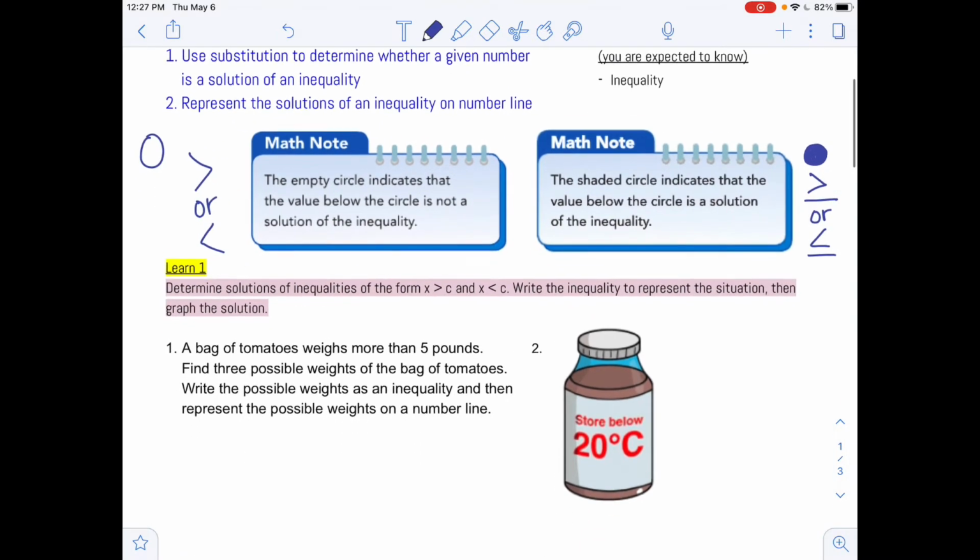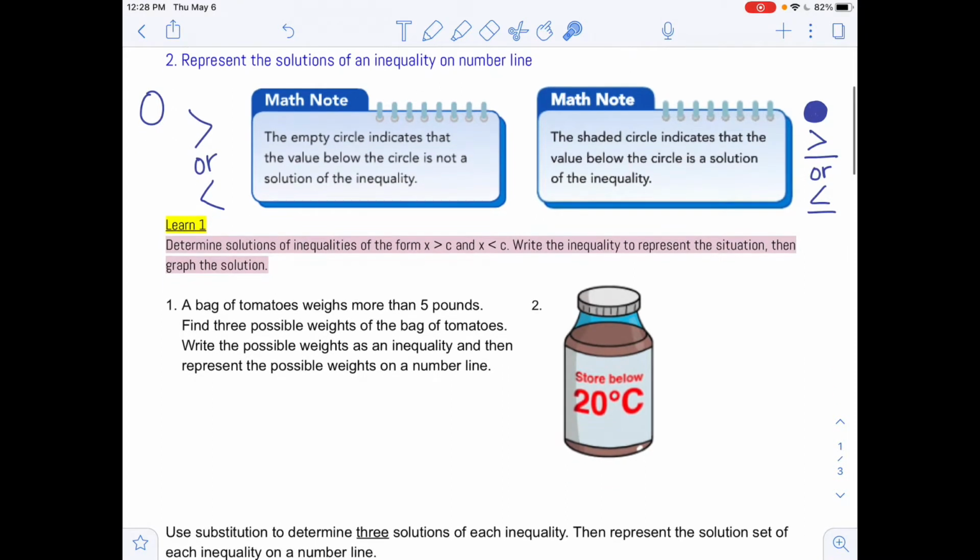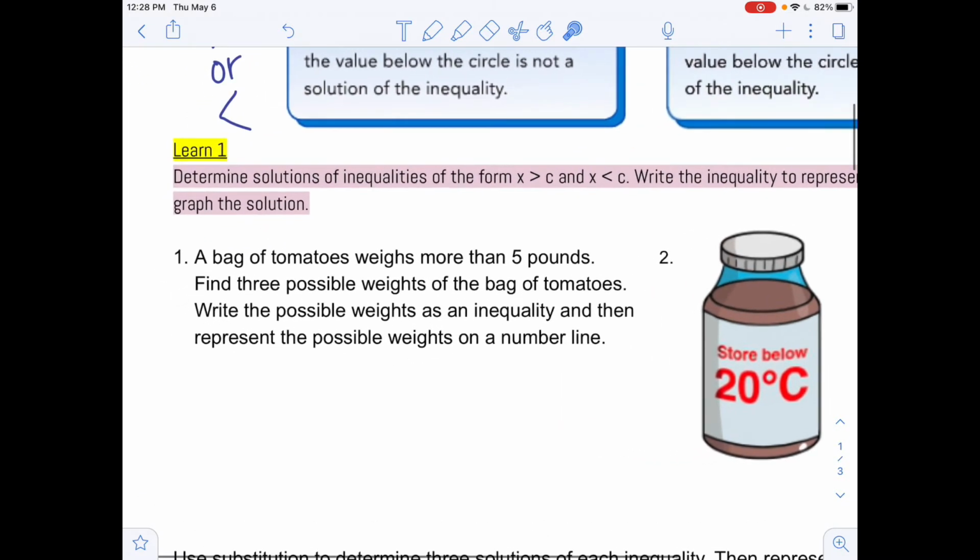So taking a look here at Learn 1, our job is to be able to determine solutions of the inequalities using x is greater than c or x is less than c. And those could be any numbers, right, given the problem. We're going to write our inequality and then graph the solution. So taking a look at problem number 1, it says a bag of tomatoes weighs more than 5 pounds. We want to find 3 possible weights of the bag of tomatoes. We're going to write our possible weights as an inequality and then represent the possible weights on a number line.